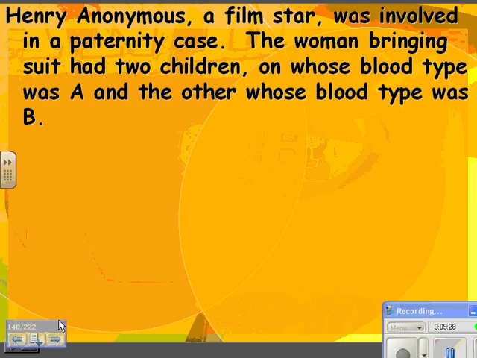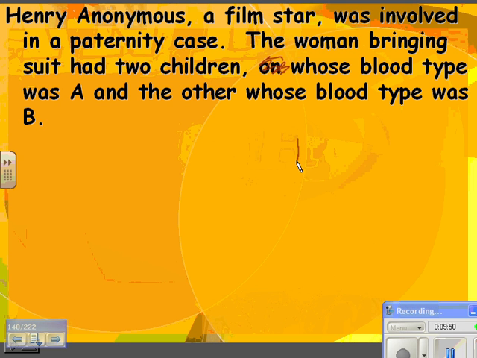Okay, another codominant blood type problem. Henry Anonymous, a film star, was involved in a paternity case. So someone said, hey, this is Henry Anonymous's kid, and he said, oh, no, it's not. Anyway, the woman bringing the suit had two children, one of whose blood type was A.